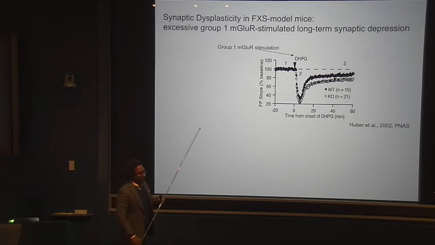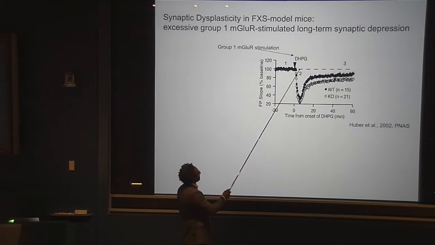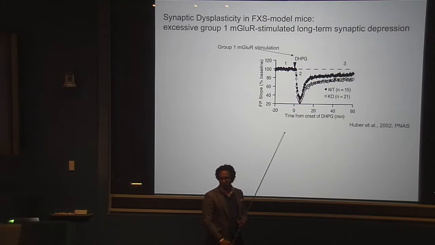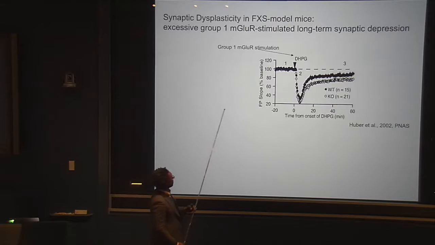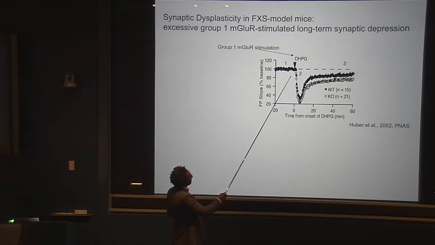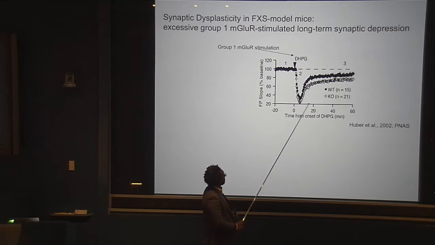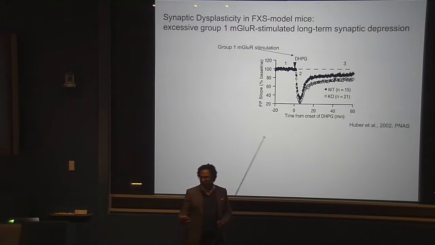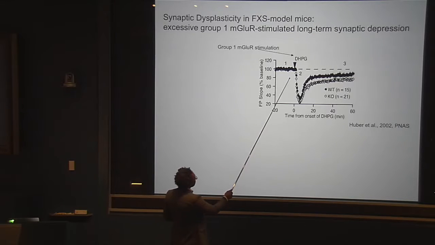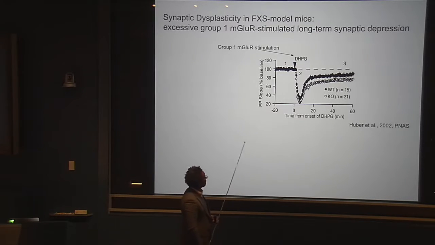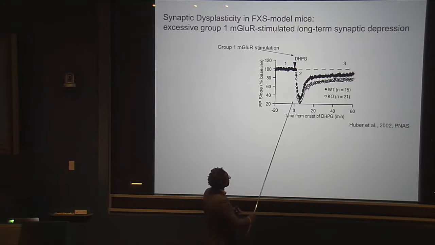Another thing that you can observe, however, is if you, in this case, add a drug that's a group 1 metabotropic glutamate receptor agonist, you can cause a depression that's relatively long-lasting, and you can see in the knockout animals in the Fragile X model that this is actually potentiated. So there's some dysplasticity, as it's called, when the synapses are stimulated, in this case by metabotropic glutamate receptors. You can get these synapses to change too much.